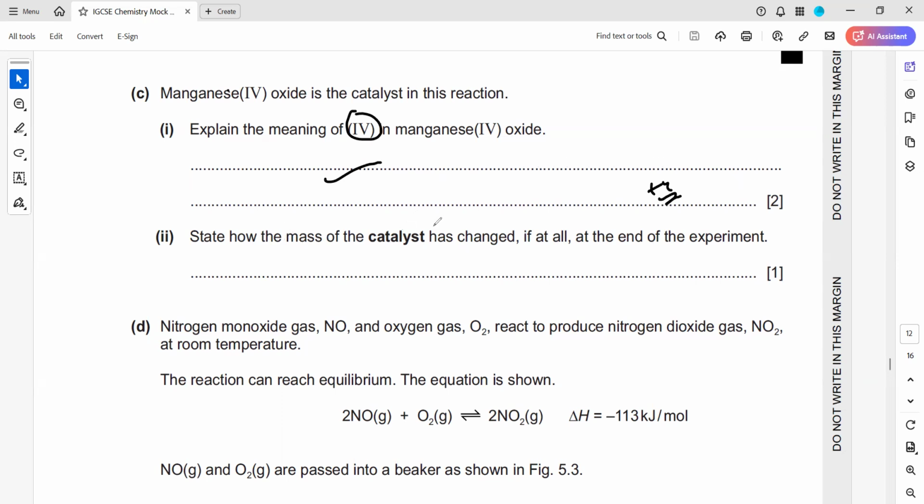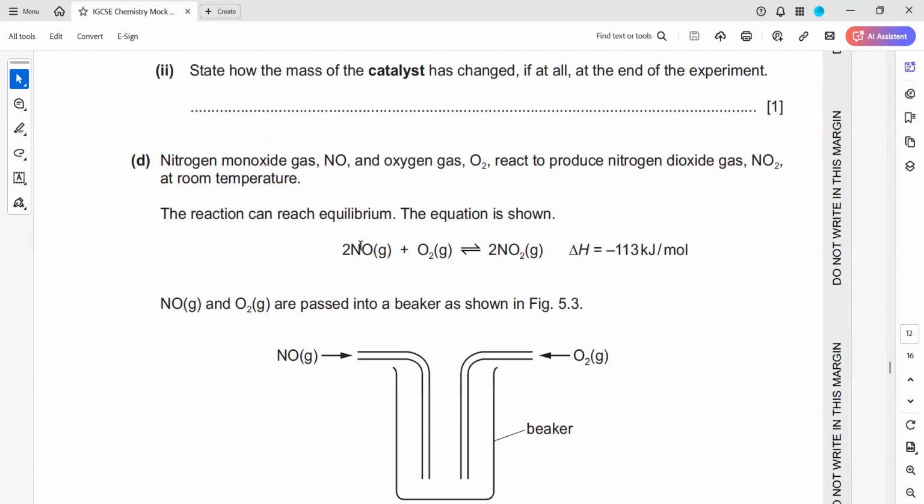State how the mass of the catalyst has changed, if at all, at the end of the experiment. The mass does not change at all, because catalysts only alter the rate of a reaction without chemically changing. So there is no change in the mass of the catalyst. If you use a greater mass of a catalyst, the rate will be faster. Like if I use 2 grams of the catalyst in one experiment and 4 grams in another, definitely 4 grams will give a higher rate than 2 grams. But the amount of the catalyst at the end of the experiment will be the same. It won't change.